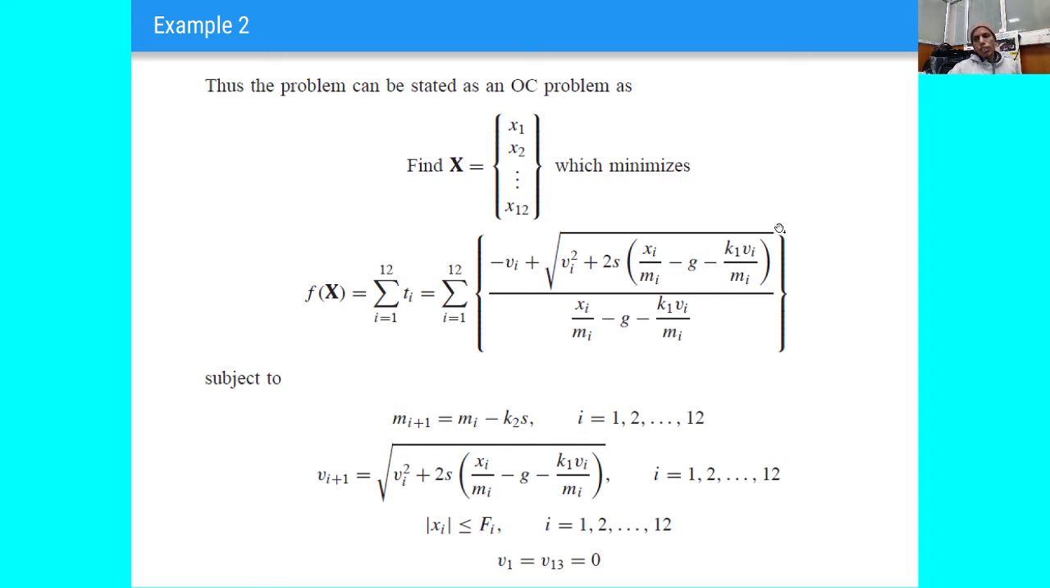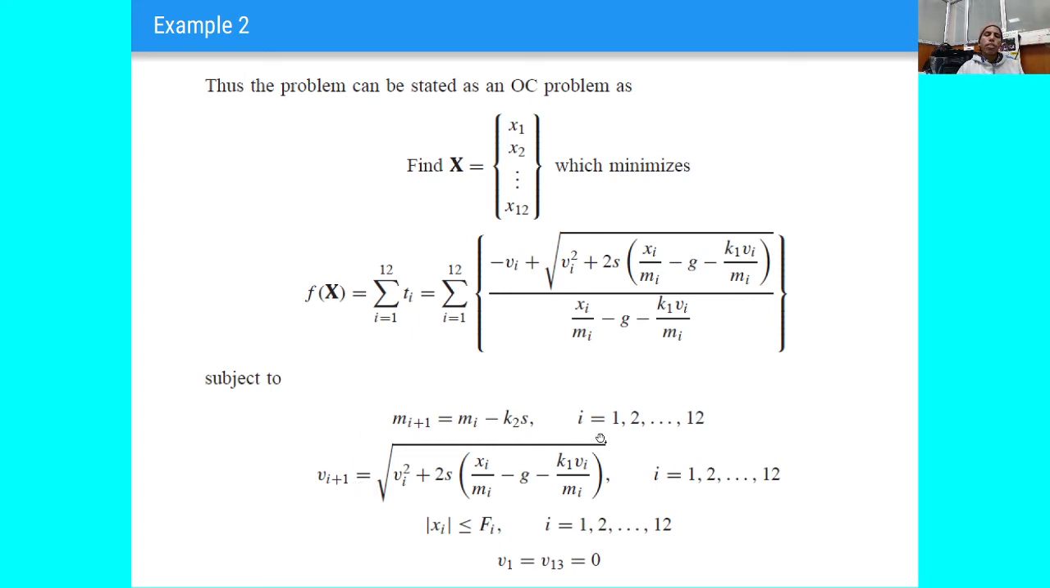Now we are actually able to formulate our given problem into a mathematical problem. Okay, so this is our objective function, and what are the constraints? The constraints are m(i+1) is equal to mi minus k2 xi, where i is ranging from 1 to 12.